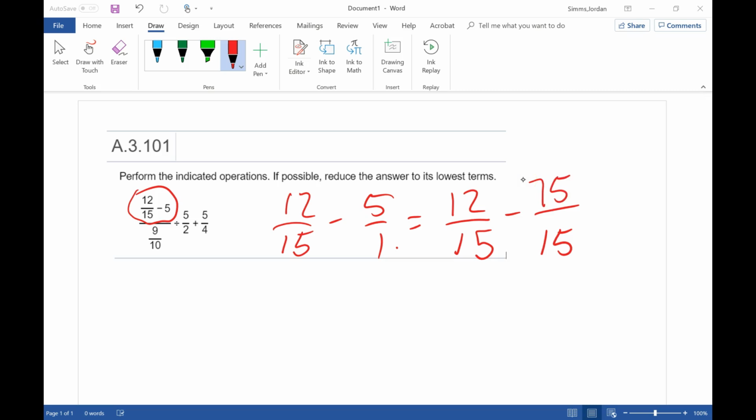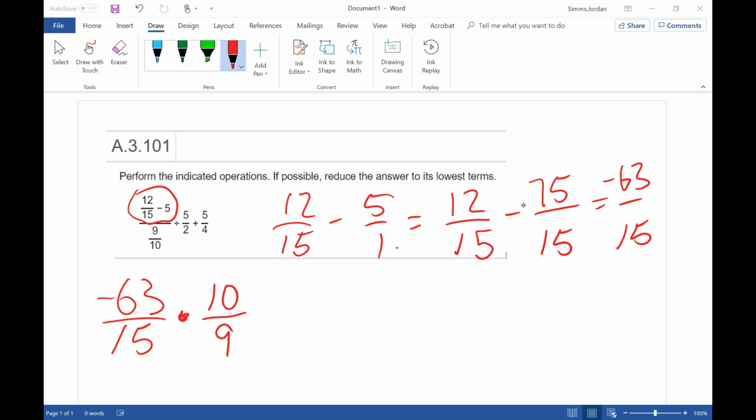So now we'll just combine the numerators here. So I'm going to have some fraction over 15. 12 minus 75 comes out to be negative 63 on that one. So that's going to be negative 63 over 15, which I'll just write down here. And now I'm going to multiply this by 10 over 9. So what I'm doing is I'm just going after this right here. Instead of writing this out as a division symbol, I'm just going to multiply by the inverse because it's the same thing. Now what we're going to do is multiply.